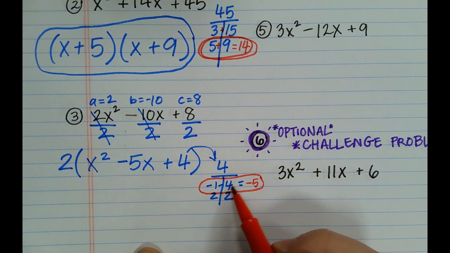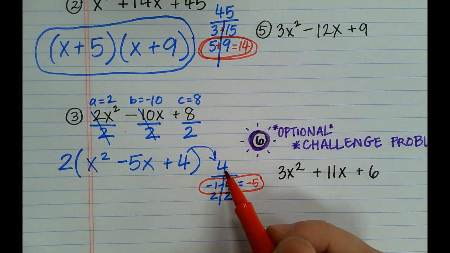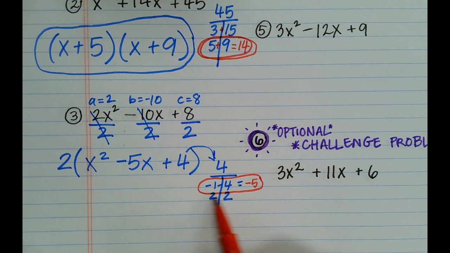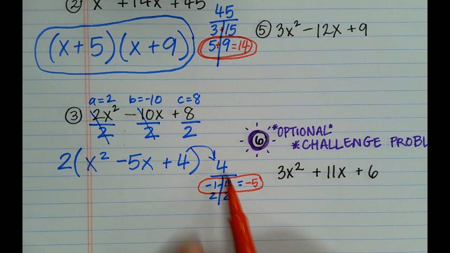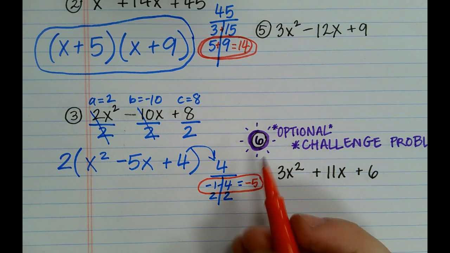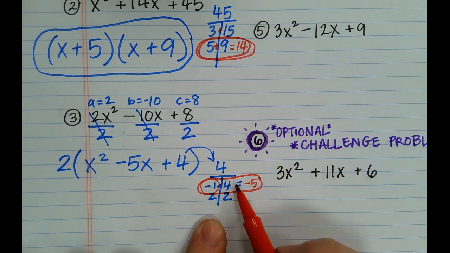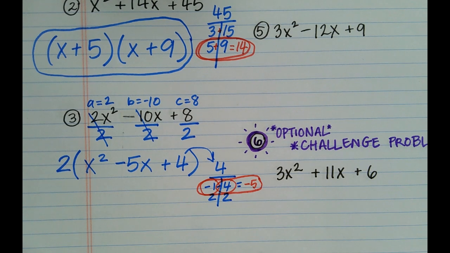And negative 1 times negative 4 still gives us positive 4. We need to make sure that our factors are still multiplying to c, or 4 in this case. So since we know that negative 1 and negative 4 are the numbers we're going to use, what is our answer going to look like?